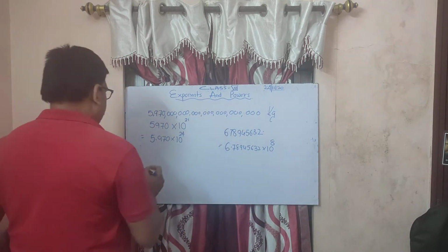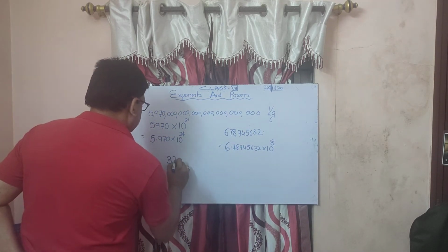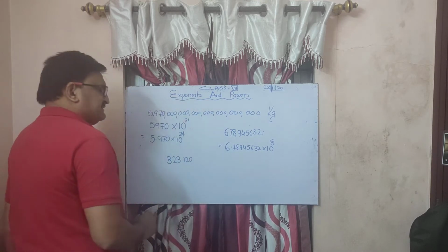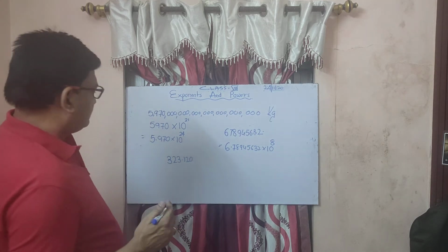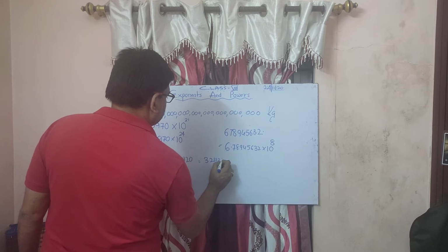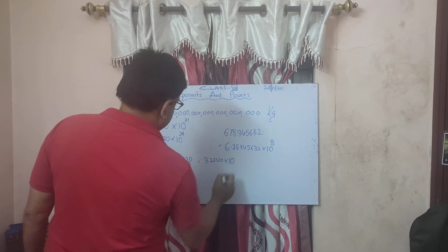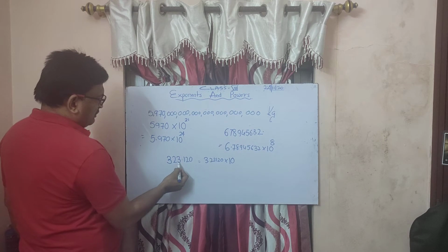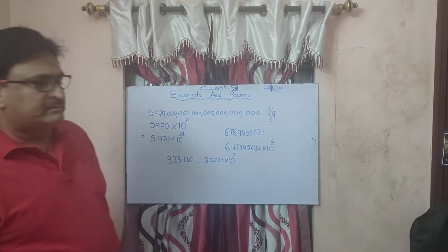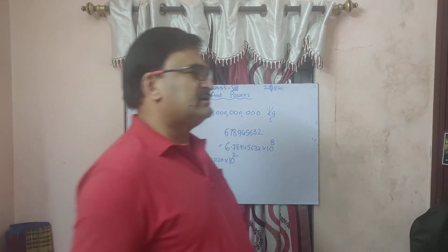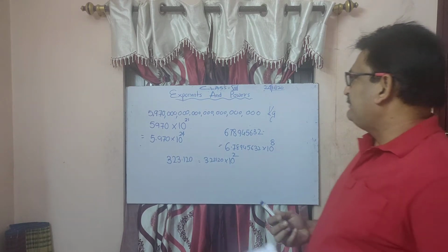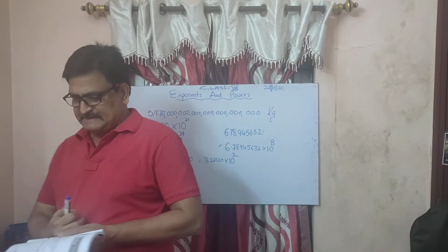Another example, 323.120. If we have to write in simpler form, so 3.23120 into 10, right first. So how many places did the point move? 1 and 2. So there, that's it. So this is the way you have learnt all these in your previous class. So this is what the basic meaning of exponents and powers is.